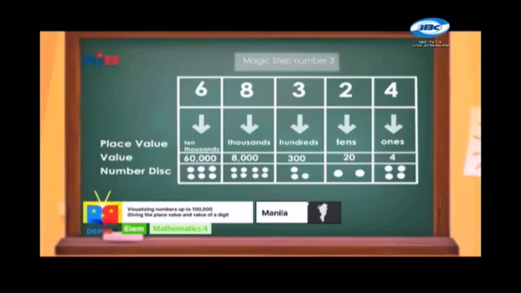Let me see your work. Well done! There are 6 10,000s, 8 thousands, 3 hundreds, 2 tens, and 4 ones.